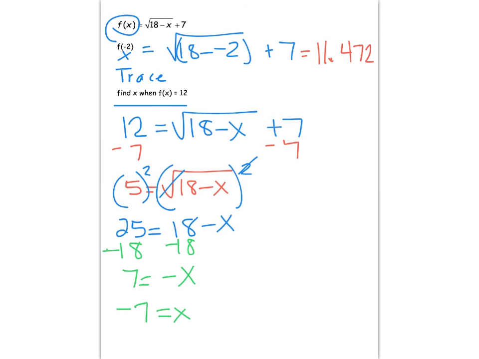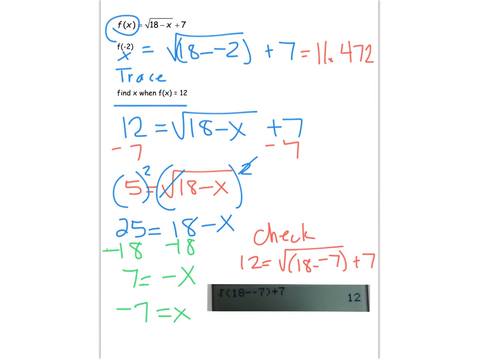And even in this type, please remember to check. Does 12 equal the square root of, in parentheses, 18 minus negative 7, and then add 7 after the parentheses? And as you can see, yes, it equals 12. So 12 equals 12, and that checks. So x equals negative 7 was the value that worked. If you have any follow-up questions, please ask them in class.